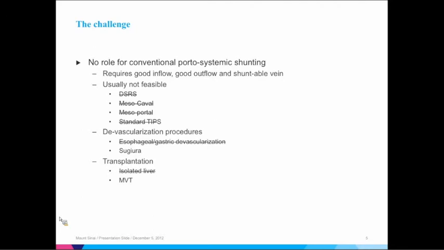The challenge then is that there is no role for conventional portosystemic shunting in this situation. Just intuitively, surgical management of portal hypertension requires good inflow, requires good outflow, and requires a shuntable vein, and that's a somewhat subjective term, but at operation, when you try to shunt even big caliber collateral veins, the vein quality is poor and difficult to accomplish technically, and we know now that long-term outcomes, even medium-term outcomes with makeshift shunts, as they were called, are really very poor.